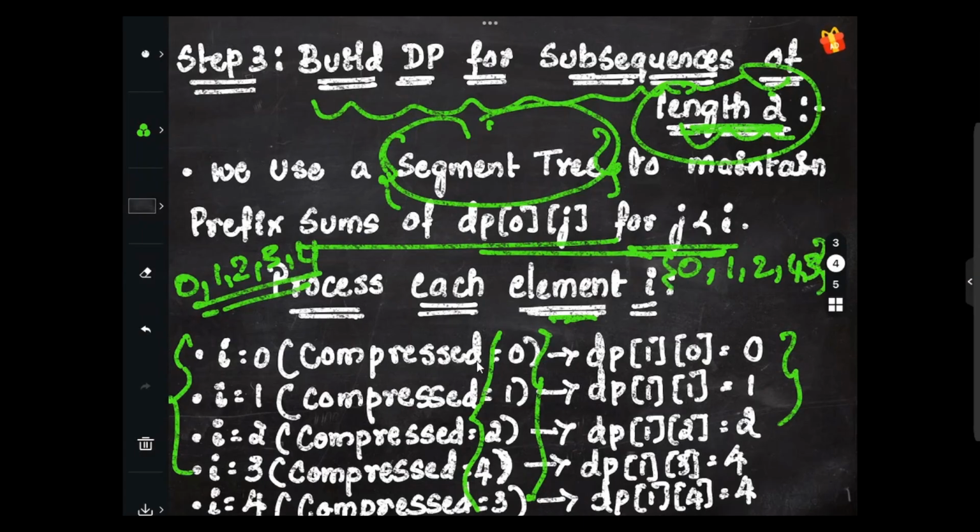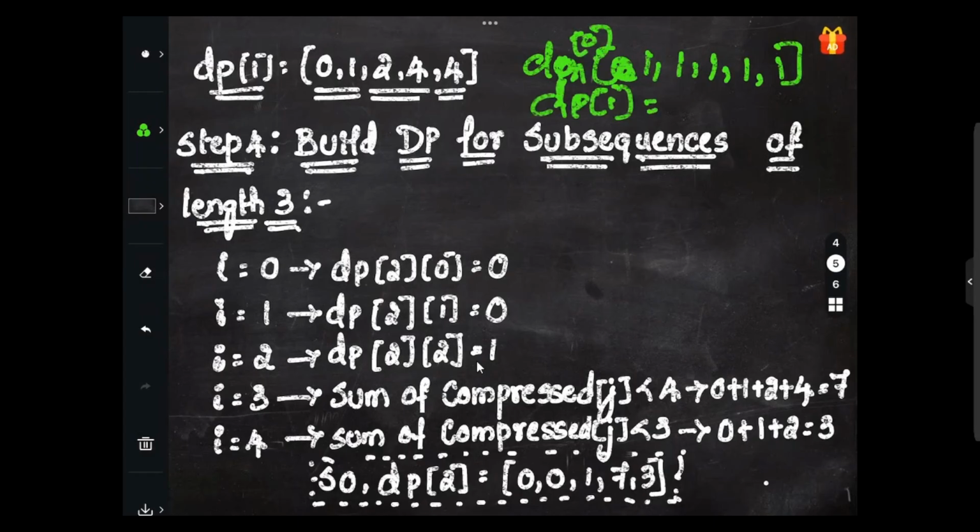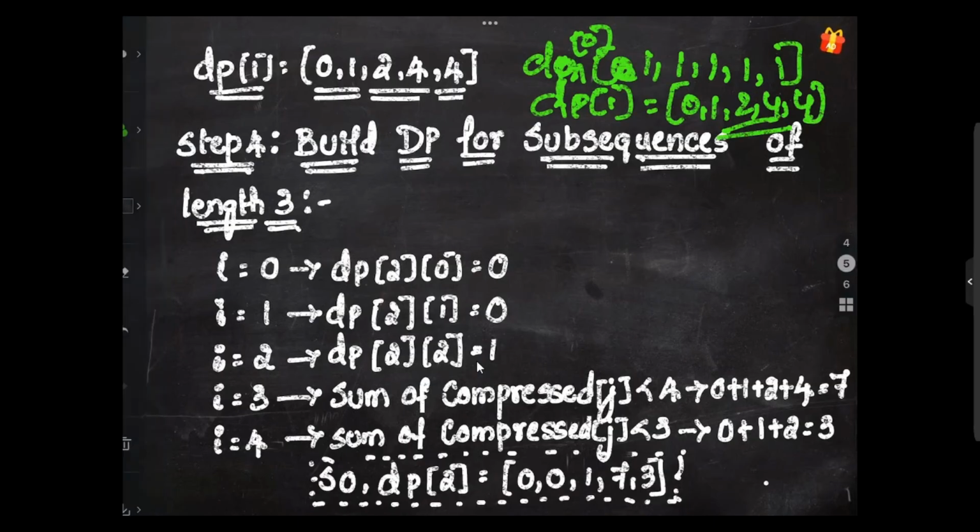So dp of 1 0 will be 0, dp of 1 1 will be 1, then 2, 4, 4. This is after compression, which means we are processing each element here. So we got the output here 0 1 2 4 4. This is fine. Here dp of 0 we got as 5 times 1, and dp of 1 we got 0 1 2 4 4. After processing each I, we got the value 0 1 2 4 4, right? So let's move on with the next step here.